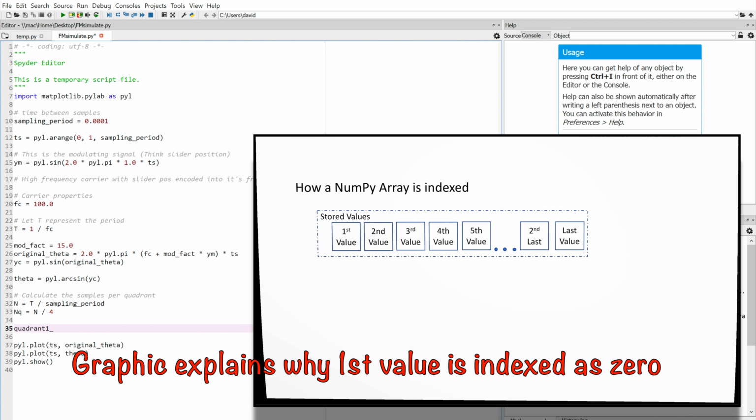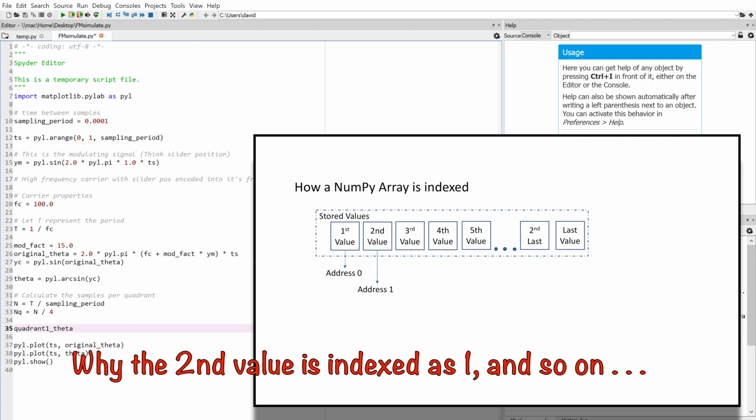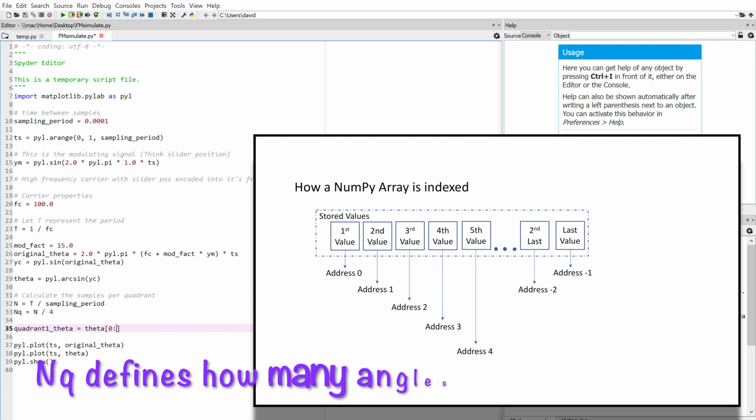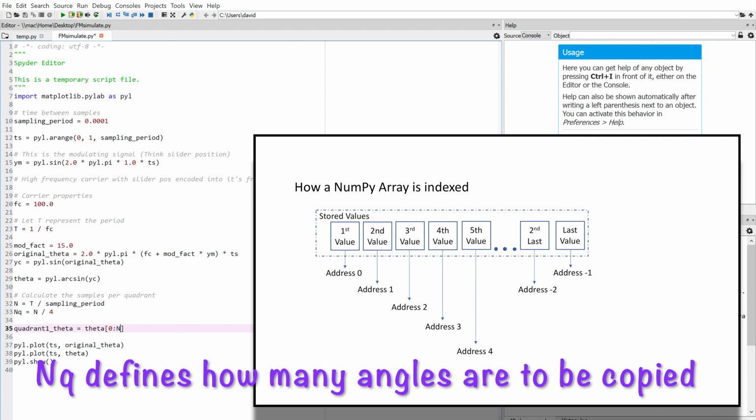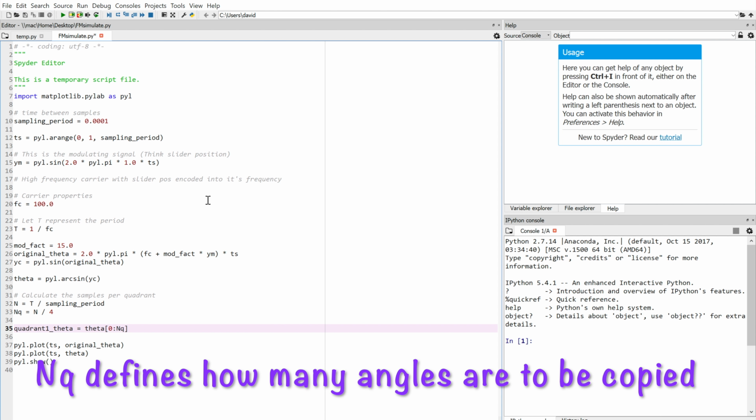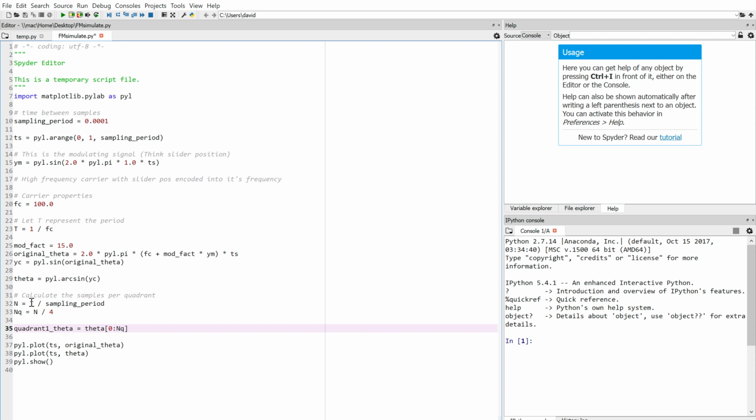First, I'm going to give this set of angles a logical name. Afterwards, starting with the very first angle stored in theta, I am grabbing a quantity of angles defined by NQ. As you may remember from the unit circle, ArcSine did not have an issue producing these values, so there isn't a need to do any math on them.